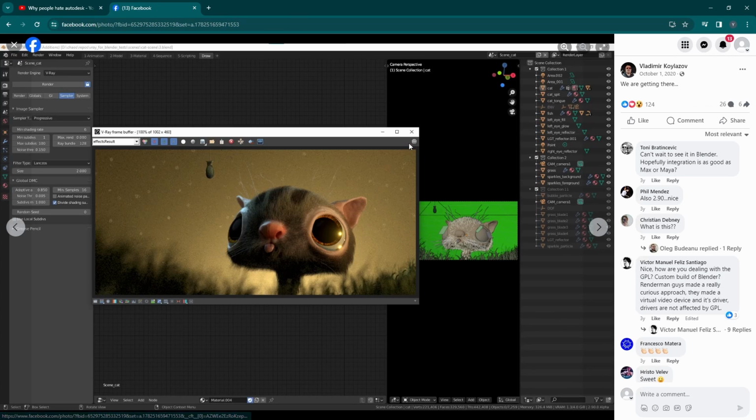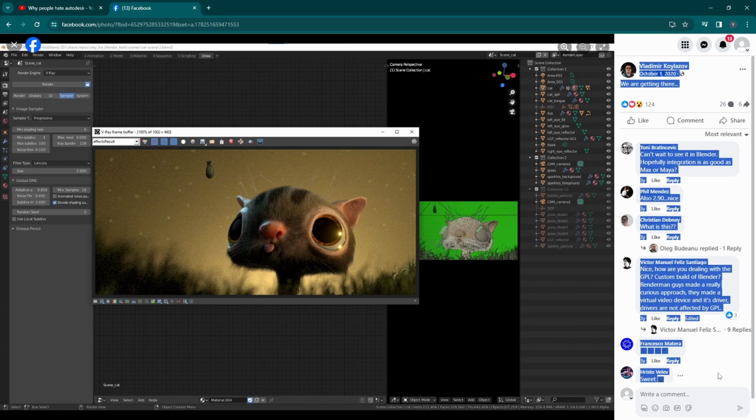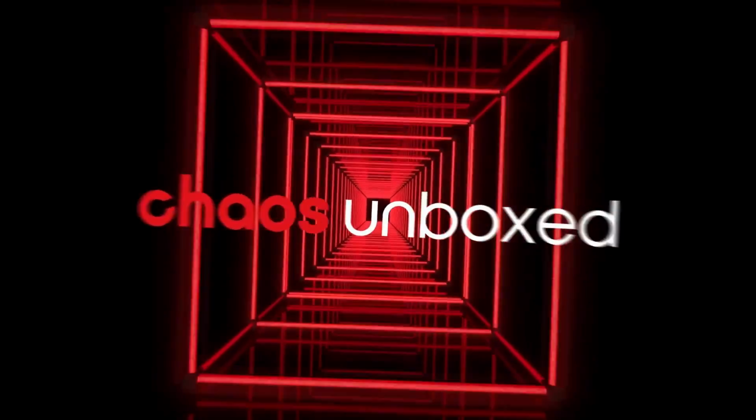Despite the excitement, detailed information about V-Ray for Blender remains sparse, limited to a few social media posts from the V-Ray creator and last week's announcement. As such, speculation about timelines and specifics abound.